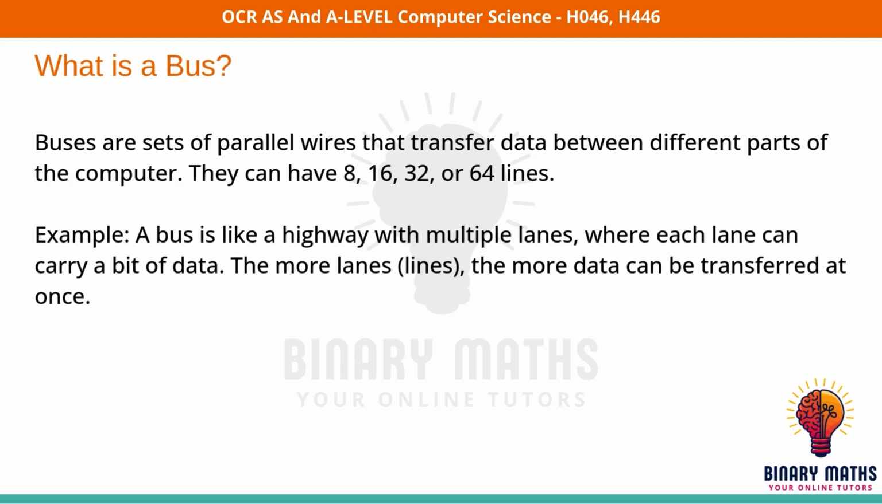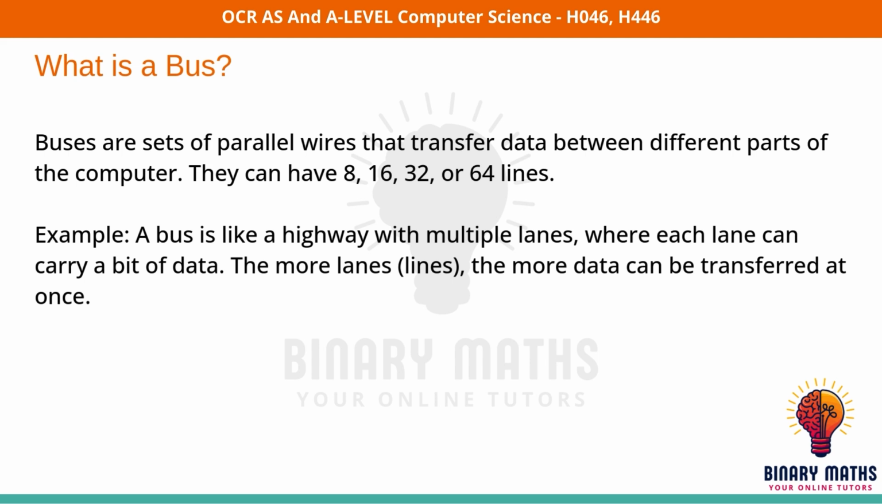Now, buses are sets of parallel wires that transfer data between different parts of the computer. They can have 8, 16, 32, or 64 lines. A bus is like a highway with multiple lanes where each lane can carry a bit of data. The more lanes or lines, the more data can be transferred at once. This is essential for the efficient operation of the computer.